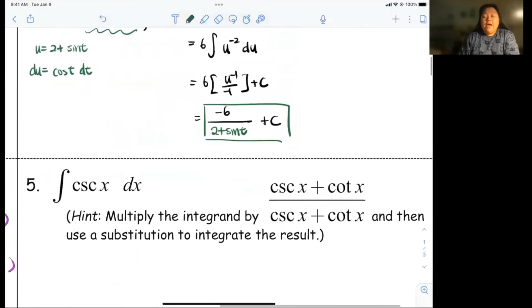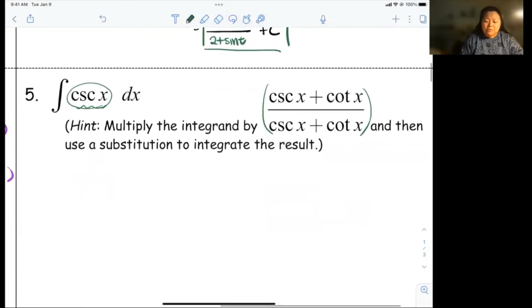If you recall, we had a table of our antiderivatives. And if you remember, we had antiderivative cosine and antiderivative sine, but then there's no single cosecant or single cotangent or single secant or tangent, right? So when you're dealing with a cosecant, they gave you a really interesting hint. You're going to multiply this integrand by this much bigger fraction. It's going to look worse at first, but it's actually going to clean up really nicely.